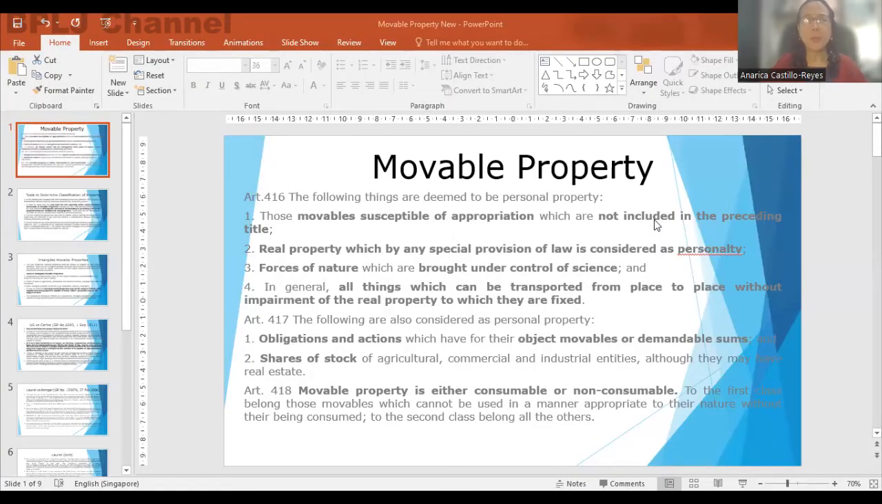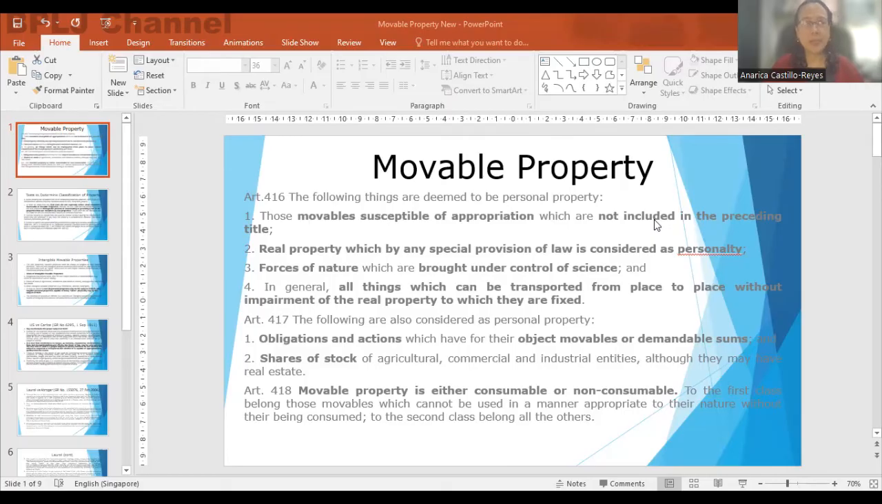Okay, we now come to movable properties. Again, the Civil Code did not provide for any specific definition of what is a movable property. However, it correlated the definition of movable property to the enumeration of immovable properties under Article 415. Okay, so Article 416 defined movable properties also through enumeration as follows. Those movables susceptible of appropriation which are not included in the preceding title.